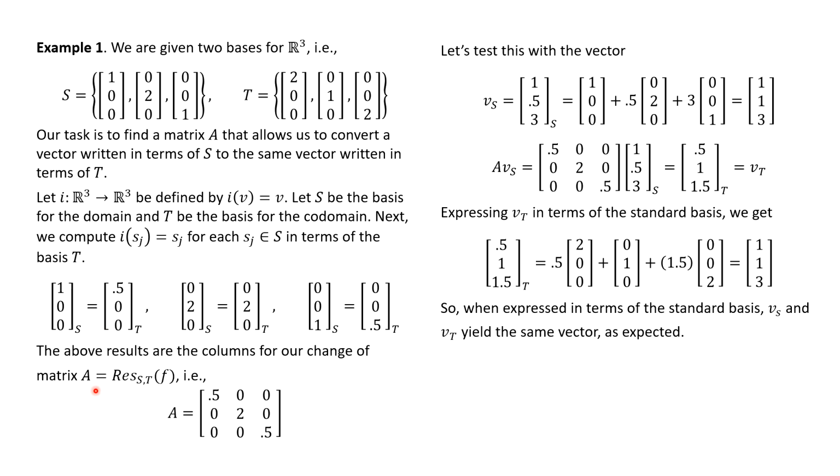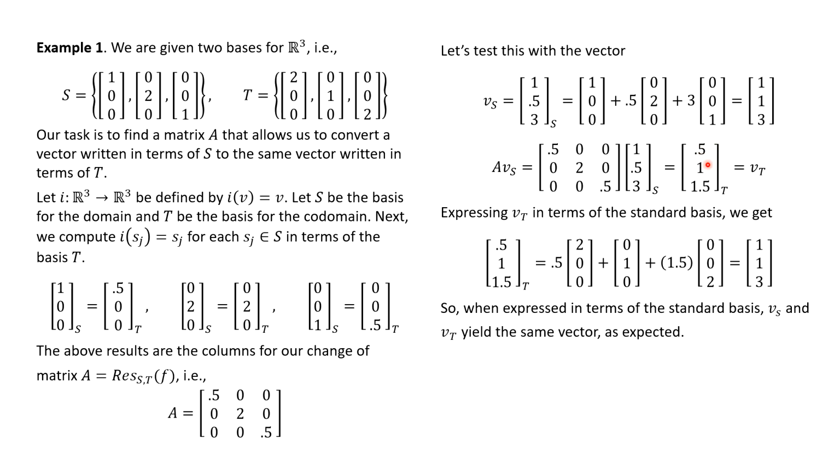The matrix A, by definition, is formed by taking I of S sub 1, S sub 2, S sub 3 as the three columns. So we put this here, this here, and this here. And that's our answer. We can check it out. We can multiply A times some example vector V sub S, which I have here. We multiply that out, and it should give us V represented in terms of T, which is this result here.